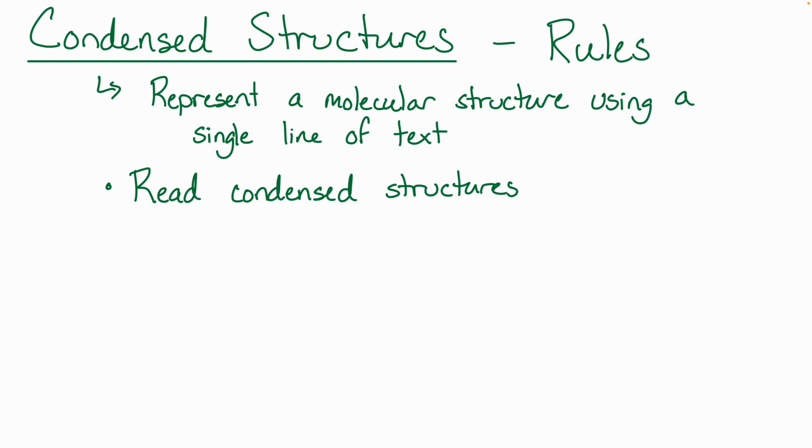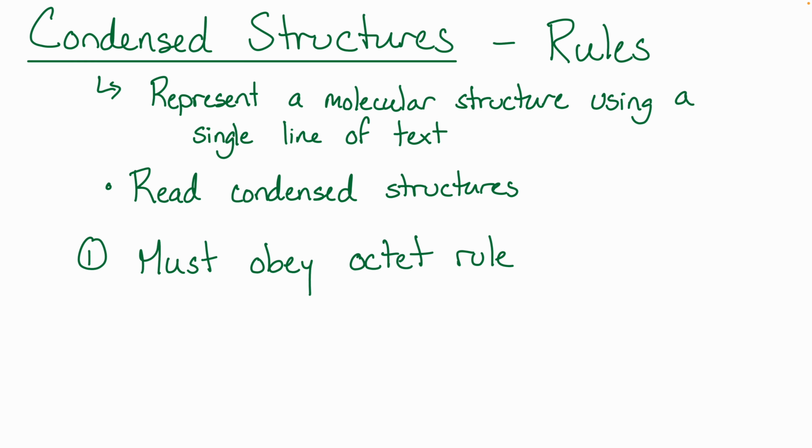Let's do another example and see if we can figure it out based on what we've done just by analogy thus far. We are going to lay down our first rule for these condensed structures. And this is the most important rule of all of them. That's why it's rule 1. And that is, your structures still must obey that octet rule.